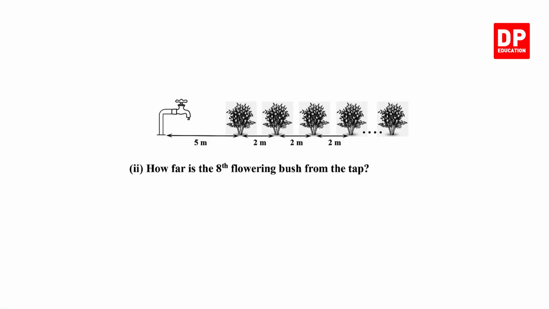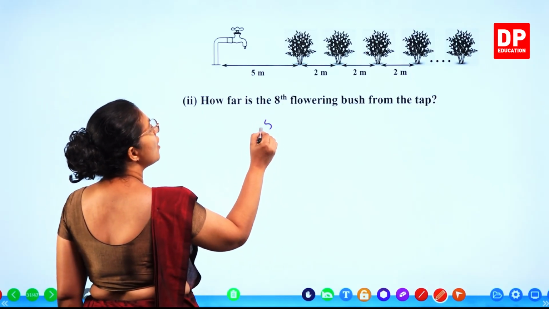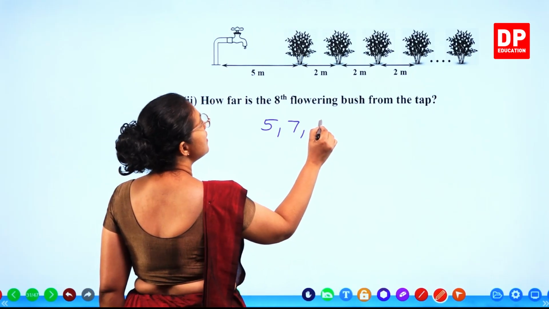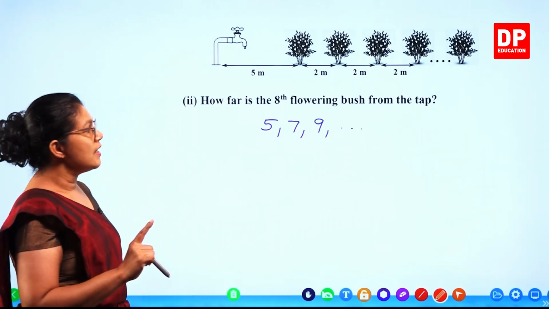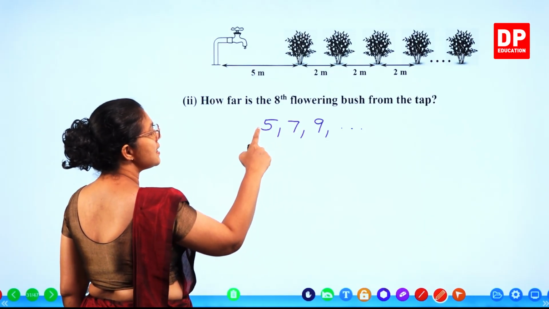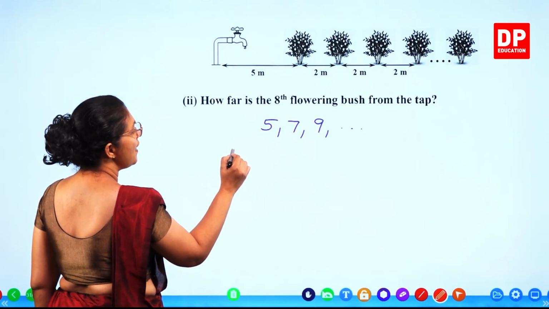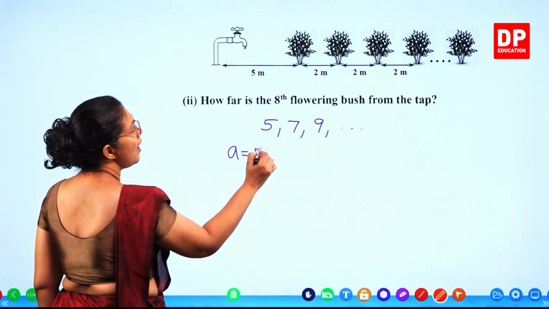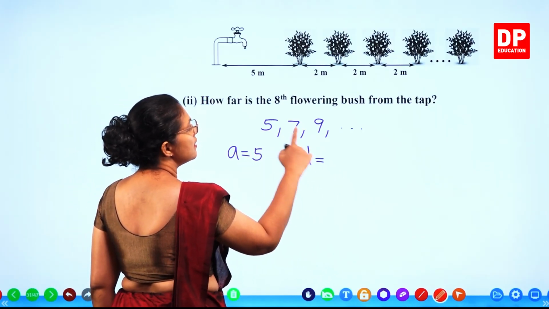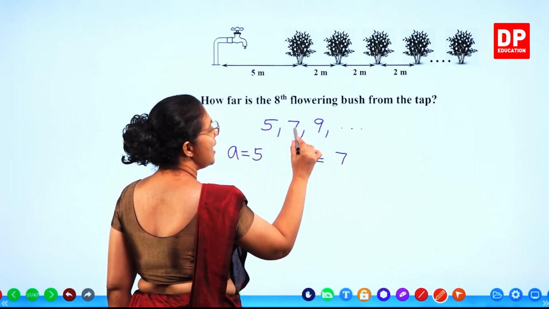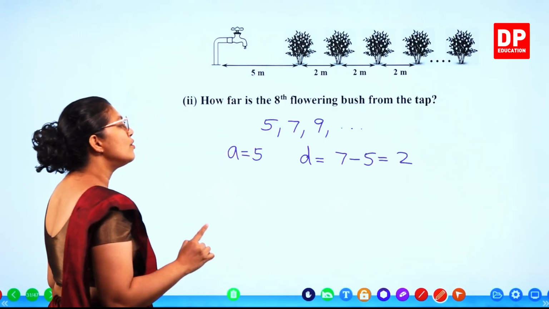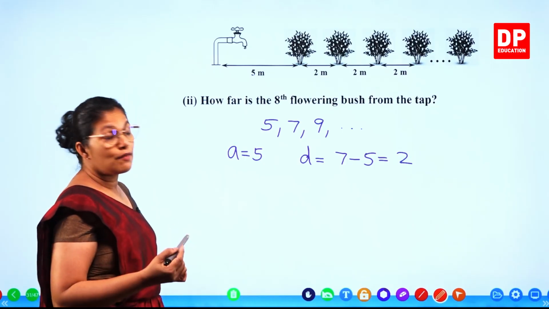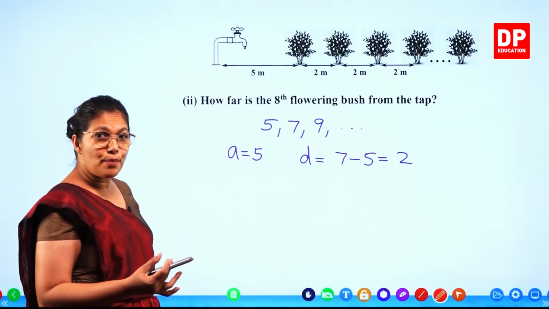How far is the 8th flowering bush from the tap? So what's the sequence we got? 5, 7, 9. This is an arithmetic progression. And what's the first term? First term is 5. And what's the common difference? Common difference is 2. So any term minus the previous term, you get 2. So they are asking what is the 8th flowering bush.